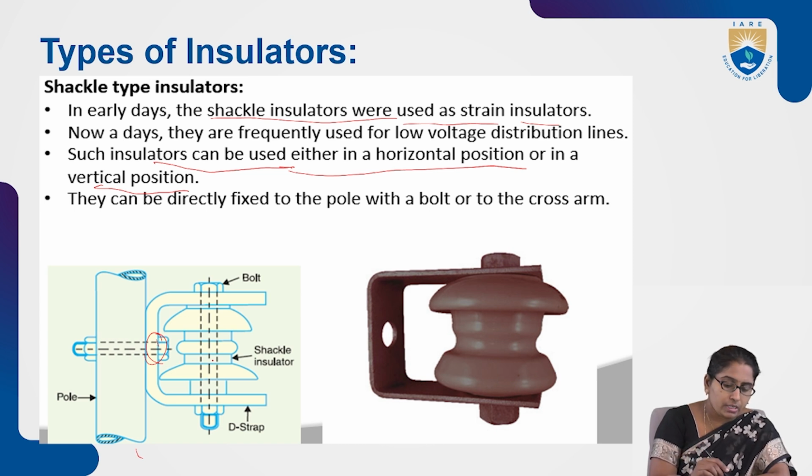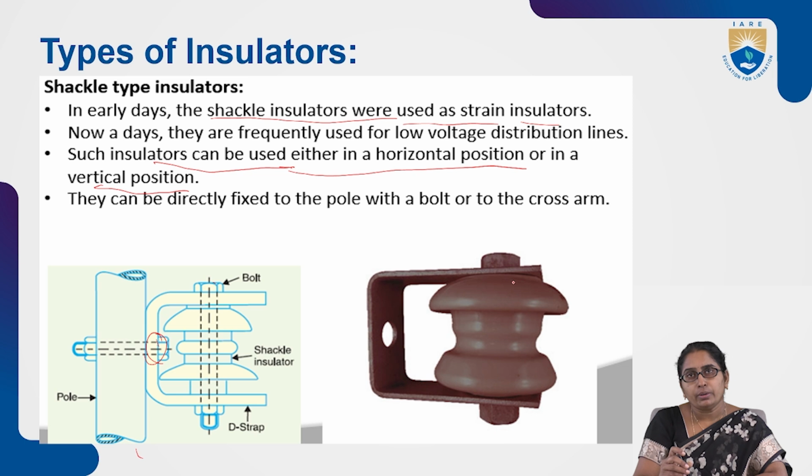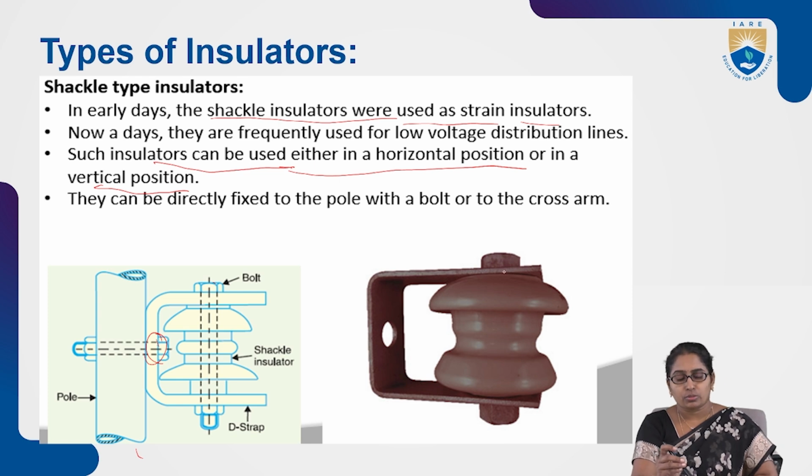You can see here, this is a bolt, this is the insulator, and there is one more metallic strap, a D strap as they mention. This is a Shackle insulator. I hope you understand. This is how it is fixed to the pole directly using a bolt, and this is how a Shackle insulator looks.